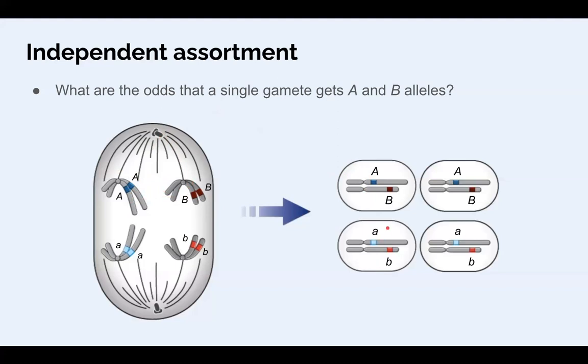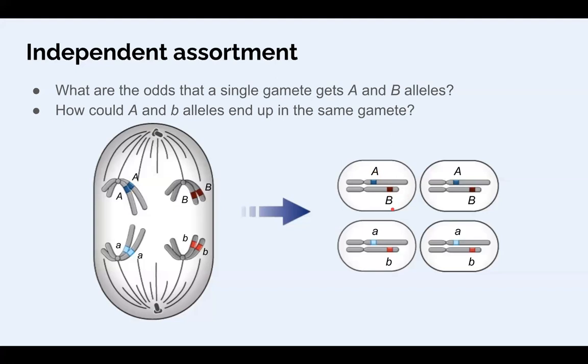So the chance of getting big A and big B is 50% chance of getting big A, 50% chance of getting big B, and out of then 4 possible outcomes, 2 for A, 2 for B, we're going to get 1/4 of those outcomes being big A with big B.